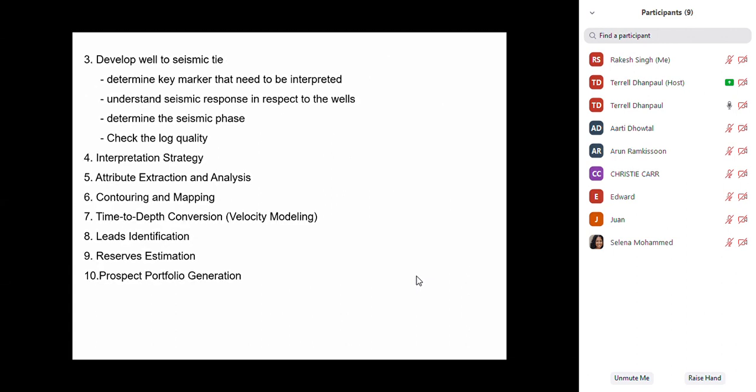The third step, develop a well to seismic tie. So you need to have a control well, usually a well that has good well log information, typically gamma, resistivity, caliper, sonic data, density are the key ones. All right, and why am I asking if you have density and sonic data? You think what will that allow you to get?